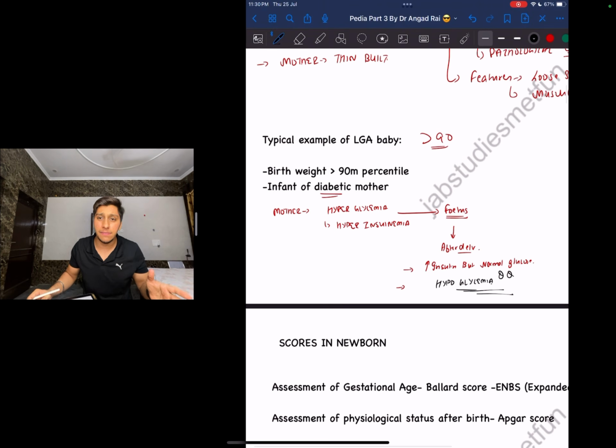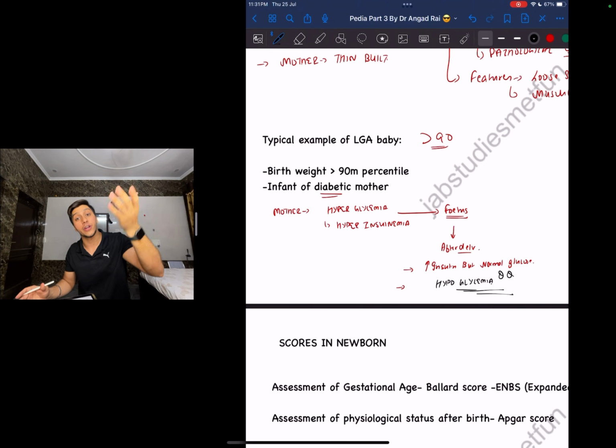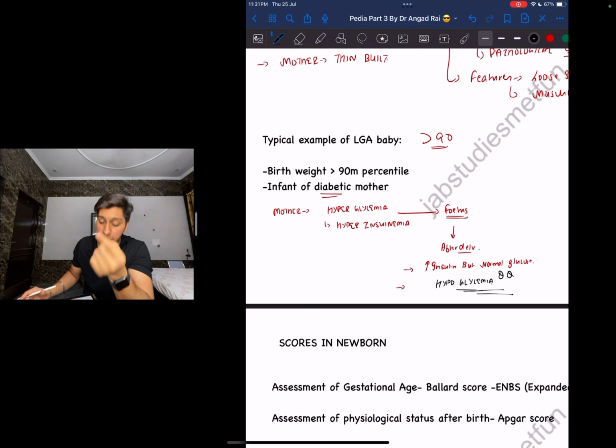Mother was hyperglycemic, fetus was hyperglycemic during pregnancy. Hyperinsulinemia in the mother, hyperinsulinemia in the fetus. After the delivery, there is no more glucose to come inside, but insulin is already very high. That is why it will take all the normal glucose also back into the cell. That is why in the blood there will be less glucose, and the patient will start suffering from hypoglycemia.